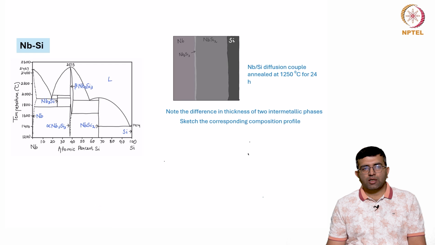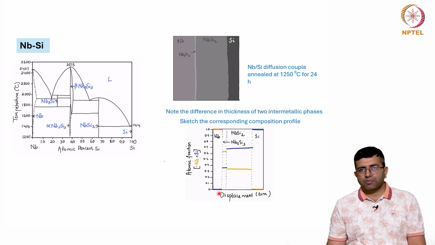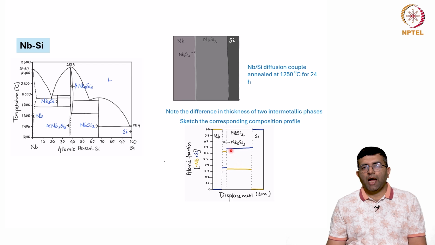So, if you look at the composition profile now, you will see that here you have pure niobium, so silicon is 0, then you get a jump where NbSi3 is formed, and then NbSi2 forms. So, this is how the composition profile looks, and correspondingly, if you see the niobium concentration profile, it is the reverse.